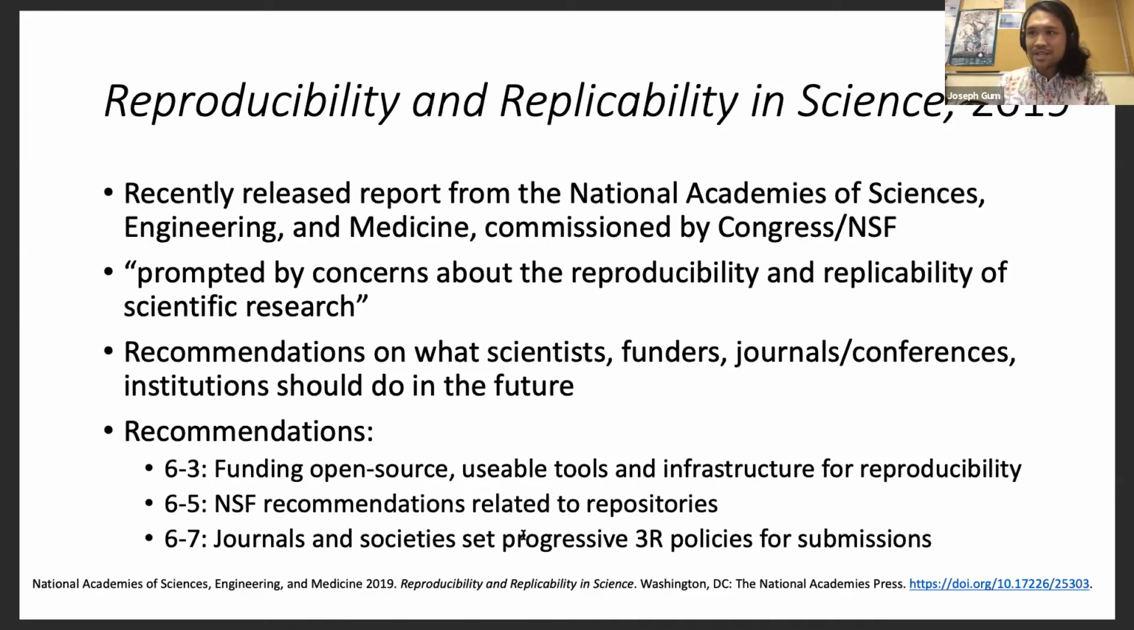We have NSF recommendations related to repositories. So NSF recommends to the data repositories, the people that take your data, that you should try to make sure that everybody's data is available for people to use, and that there are tools that people can use them. And that journals and societies set progressive 3R policies for submissions. And that may not be quite happening as fast as we like. Certainly Europe seems to be much more ahead of the game than the US right now, but things are slowly changing.